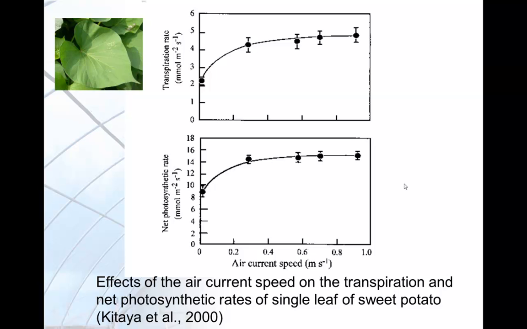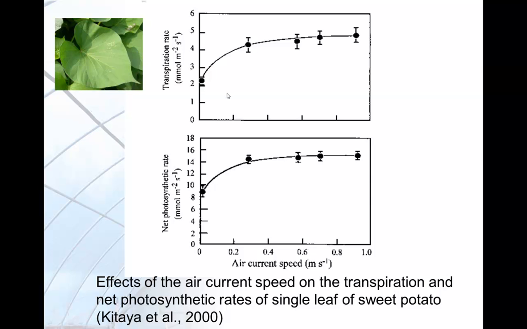So this chart is showing actual measured values of net photosynthetic rate and transpiration rate of a plant leaf as affected by air current speed. As you can see, by increasing air current speed up to 0.5 meter per second or so, you can actually increase the photosynthetic rate and transpiration rate compared to the zero air current speed situation.